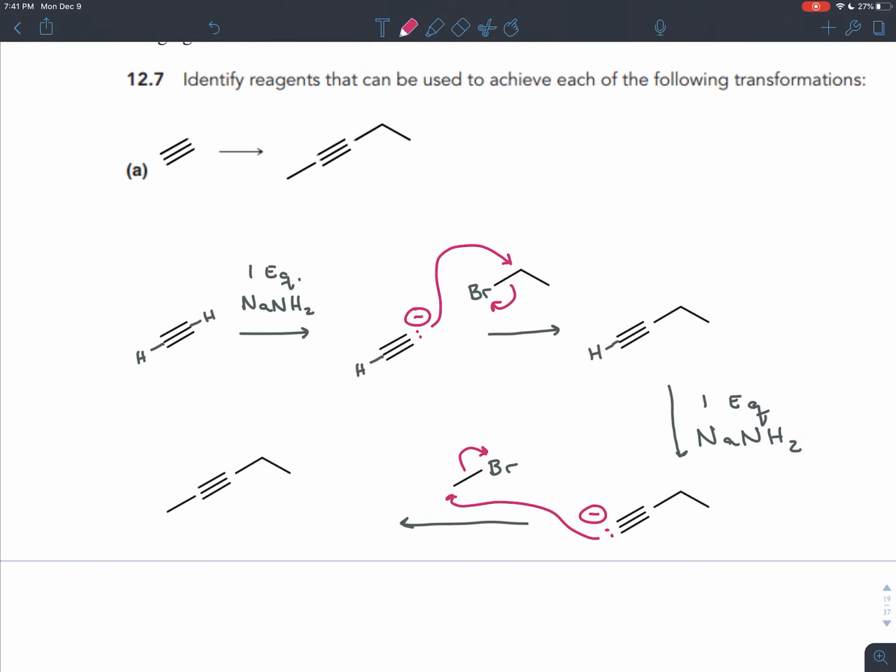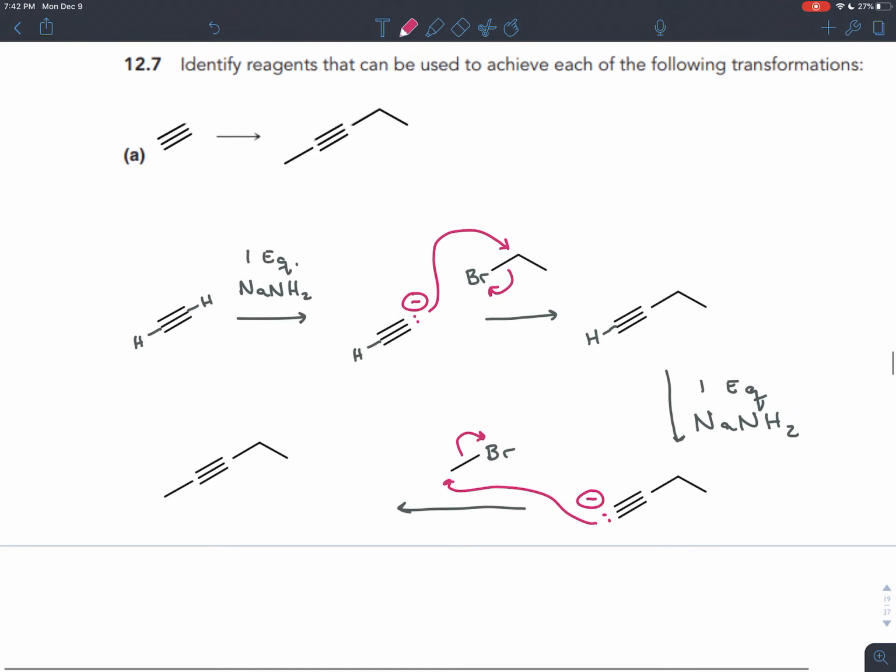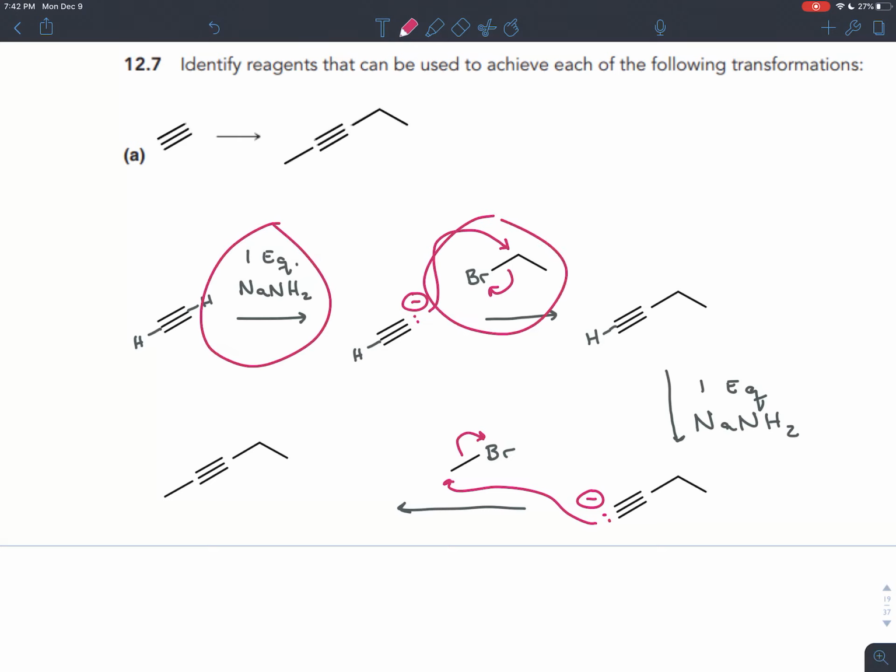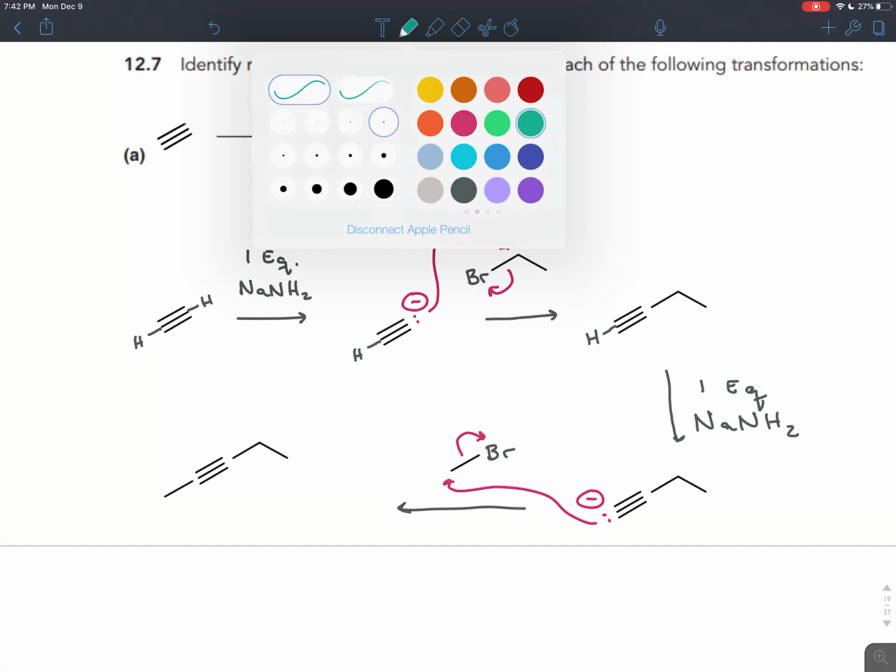So overall, we looked at the reactants and the products. We noticed that the number of carbons was bigger. Anytime you increase the number of carbons, you always use sodium amide followed by an alkyl halide. Here we added carbons on both sides of the triple bond, and so we had to do that process twice.